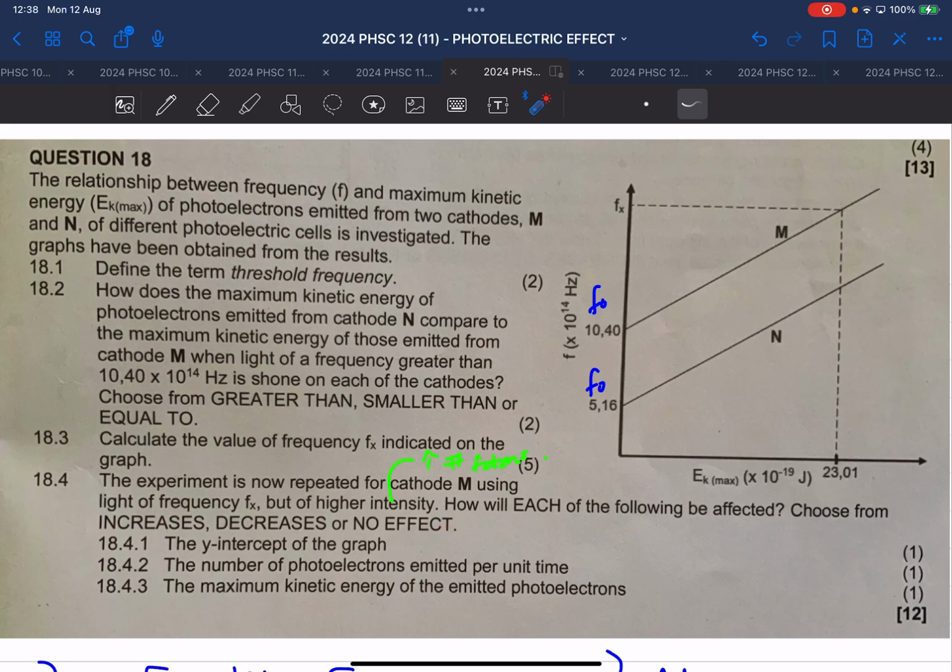The intensity increases the number of photons, and the frequency increases the energy of a photon. So the frequency is about the speed, and then the intensity is about the number of.